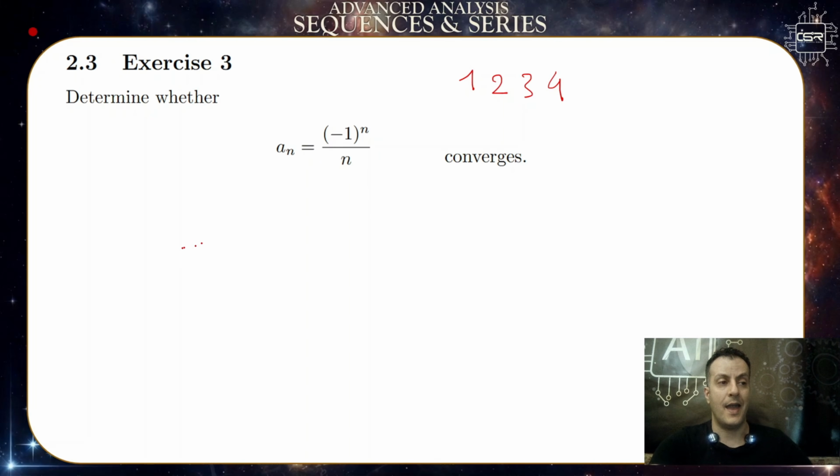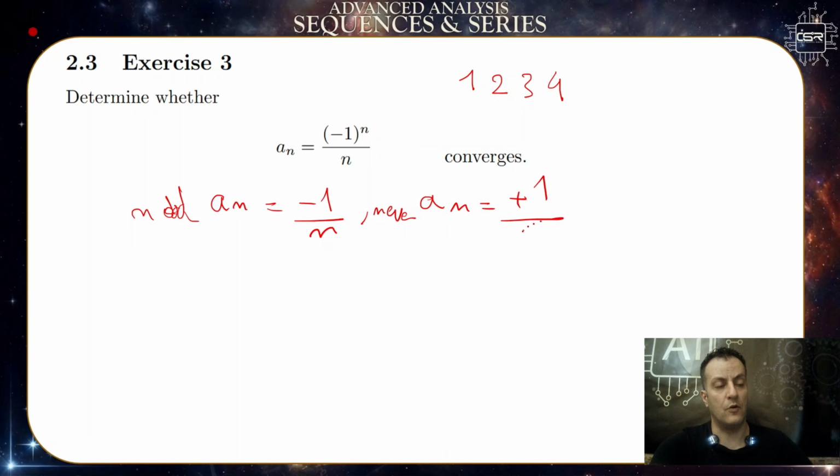Whenever n is odd, a_n would be equal to minus 1 over n. When n is even, then minus 1 becomes plus 1. This is for n odd. And here, for n even, a_n is equal to plus 1 over n. So it keeps switching from a negative value to a positive value.